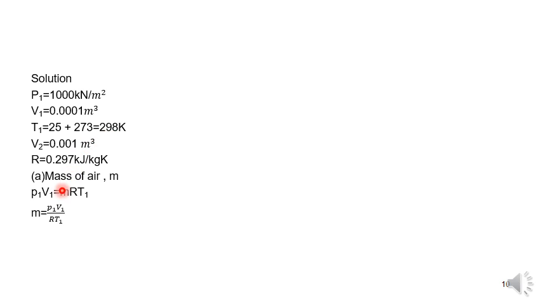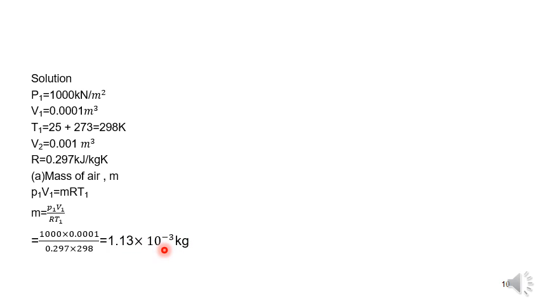With the calculator we can do the calculations and find the mass of the air. We get the mass of the air after substituting all the values in the formula. P1 1000, V1 0.0001, R 0.297, T1 298. We will get 1.13 into 10 power minus 3 kg. So the unit of the mass is kg.